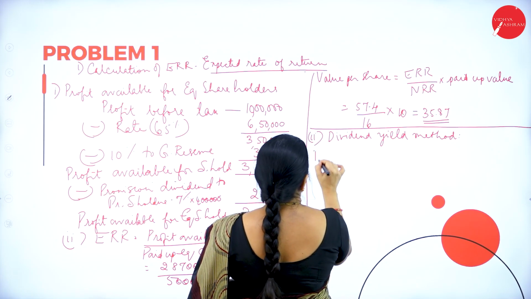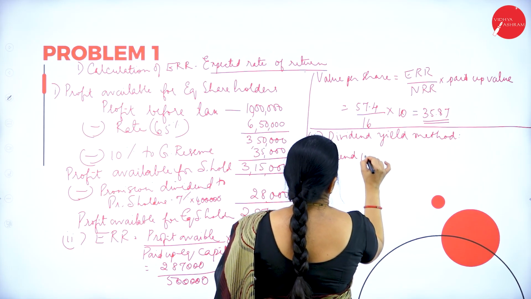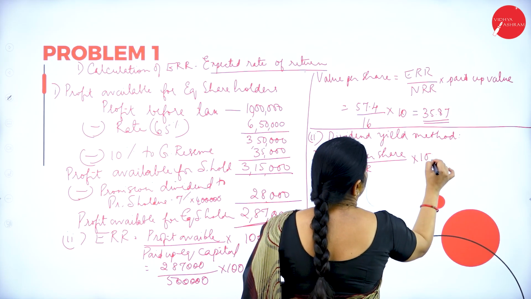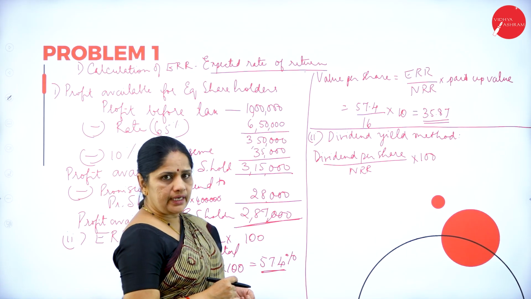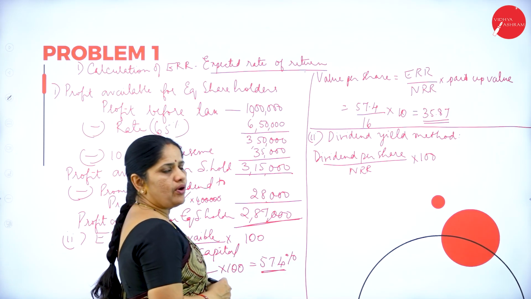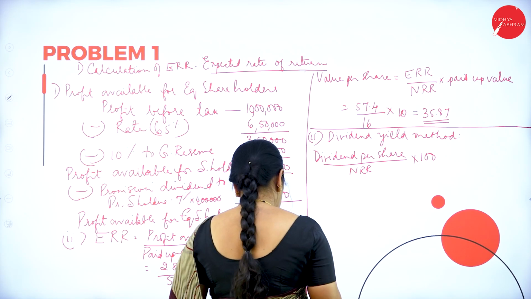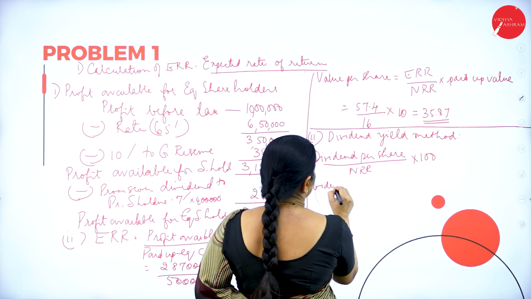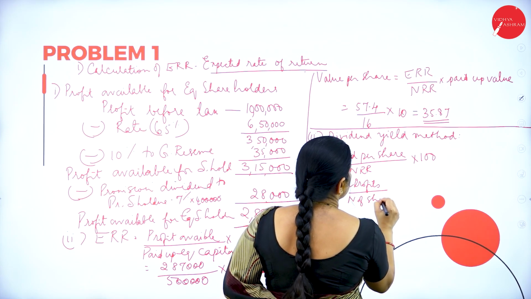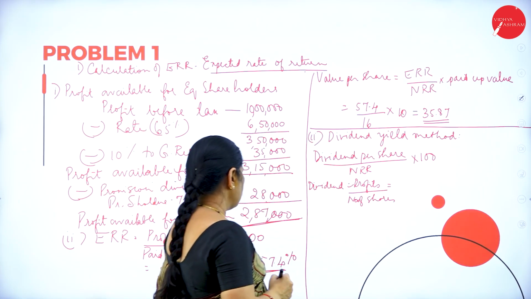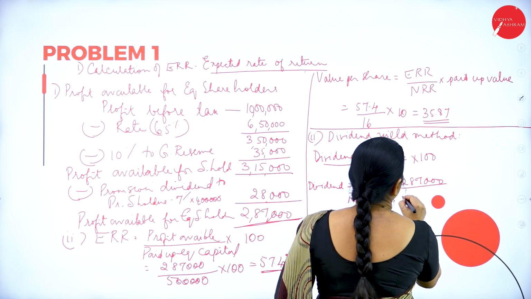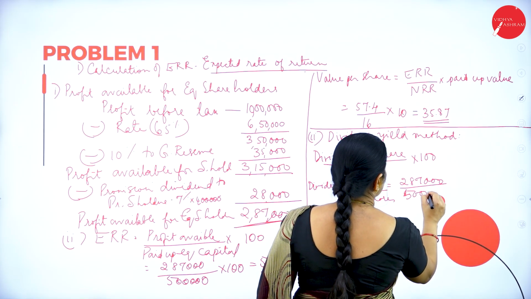Here it will be dividend per share by NRR into 100. Now what is the dividend per share we have calculated? So this is 57.4, this is for 100 shares. So the dividend equals profit available by number of shares. What is the profit available here? 2,87,000 divided by the number of shares, which is 50,000.